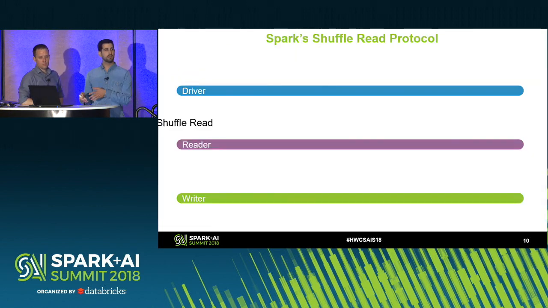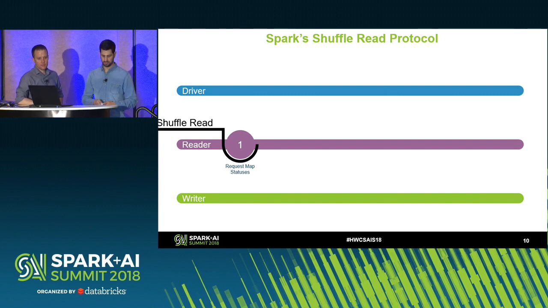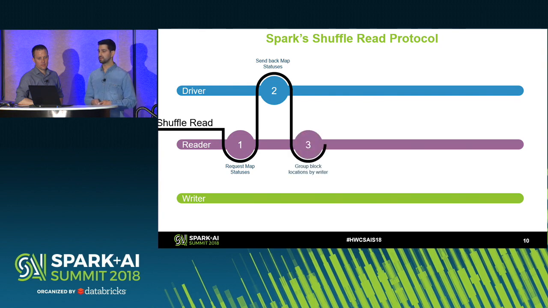So, diving in a little more on how fetching the blocks actually works. This is the standard shuffle read protocol that exists today in every version of Spark starting from 1.6. Everything starts with a reader, which is actually a reducer, trying to fetch the appropriate blocks for the specific partition it's trying to process. The first step is to request the map statuses from the driver, which the driver bookkeeps until the end of this shuffle phase. The driver will send back the map statuses, and then the reader will group the block locations it received from the driver by the writer.